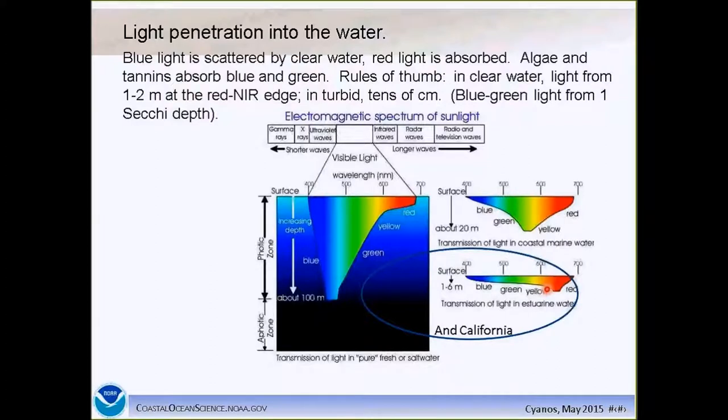It works pretty well. If the water gets too clear, that doesn't work, but then we're not interested. No one here is worried about any lakes where the water is that clear. If you had that clear, you wouldn't have a bloom. So as a rule of thumb, you could say that.